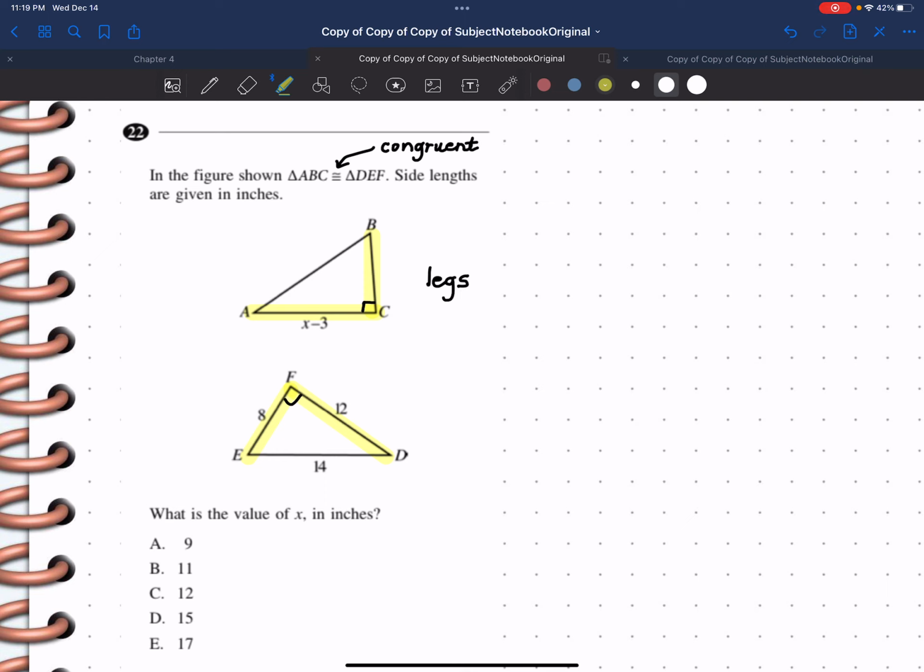So I could tell that, let's say it this way, side BC, which is a line segment, matches up, and I'm going to use the word matches because it makes more sense than congruent, to EF. AC would match up to DF.